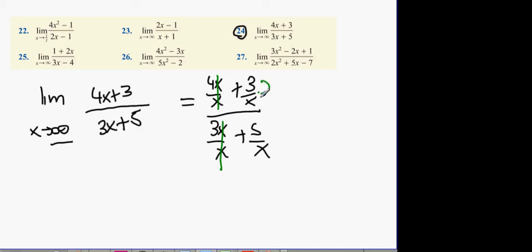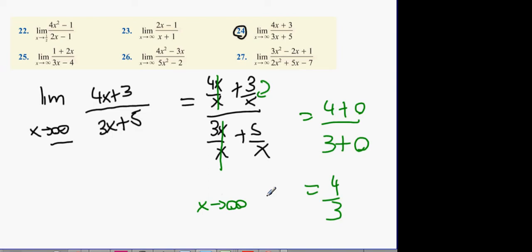3 divided by a really big number, guys, as it goes to infinity? 0. So it's going to be 4 plus 0, divided by 3. 5 divided by a really big number? 0. So the answer is 4 over 3. As x goes to infinity, the limit is 4 over 3.